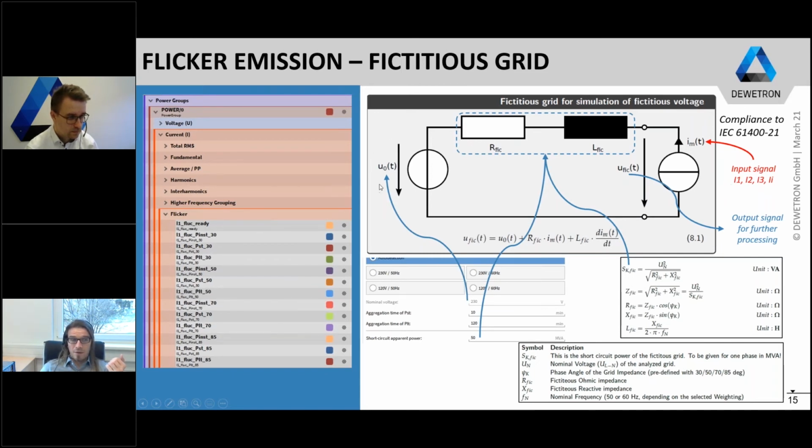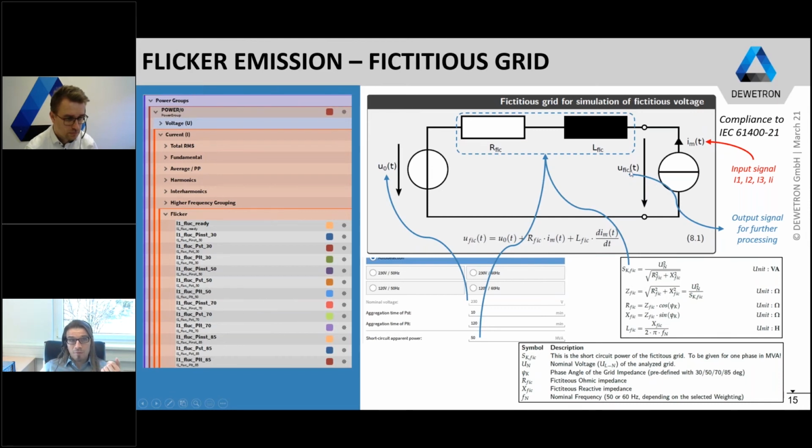The constant voltage source, the nominal voltage, can be added here and is per default the RMS voltage of your power grid. The value of the fixture's impedance and the fixture's inductance can be changed and set by the short circuit apparent power. And here you can find some calculation, some formulas on how to determine the correct value.